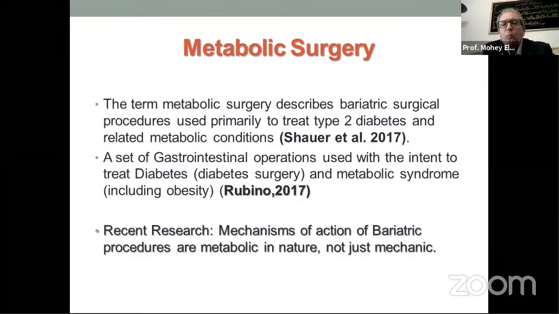2017. Rubino, who is a pioneer of metabolic surgery, defines metabolic surgery as gastrointestinal operations used with the intent to treat diabetes. That's why we sometimes call it diabetes surgery, and to treat metabolic syndrome, including obesity, which is one of the components of metabolic syndrome. Recent research has proved that the mechanisms of action of bariatric procedures are metabolic in nature, not only restrictive.